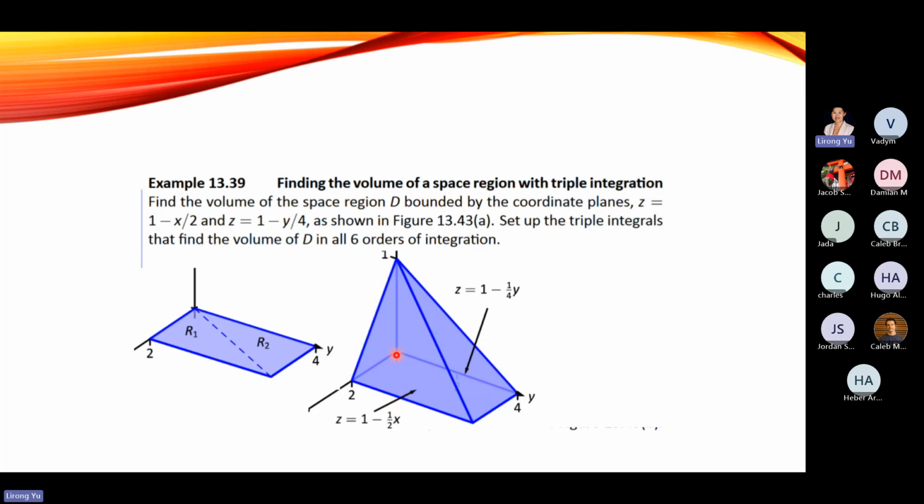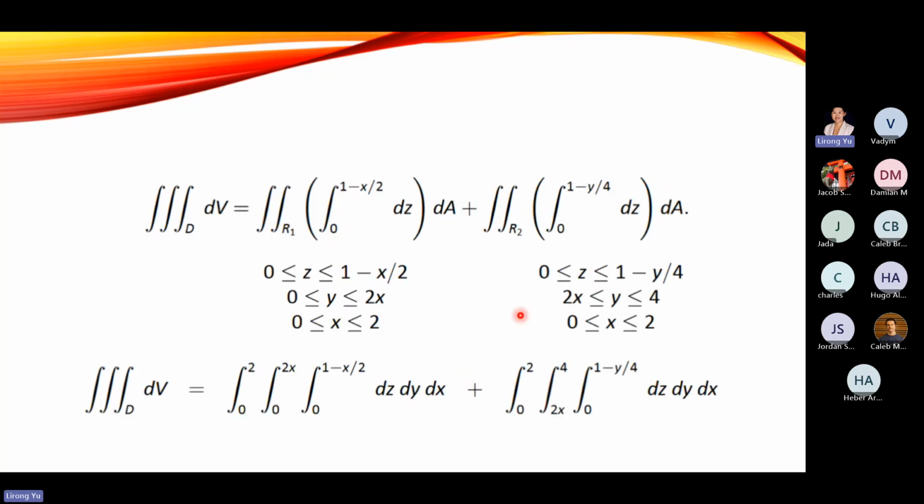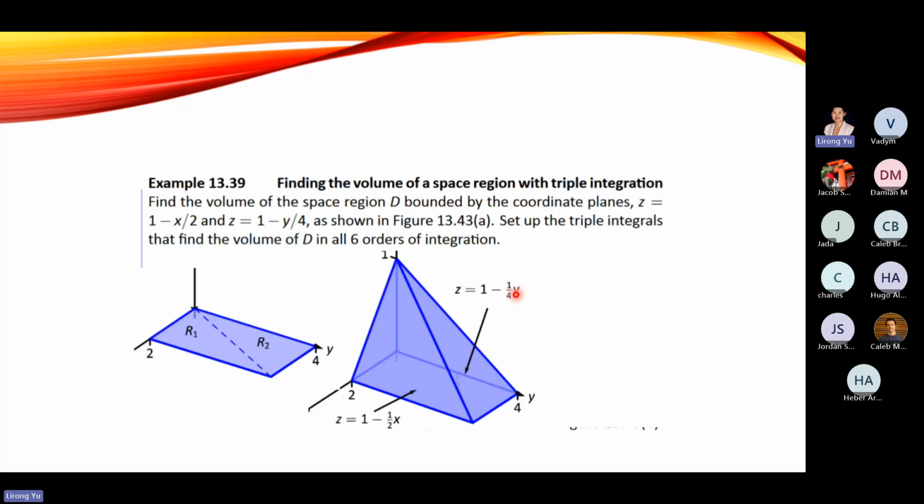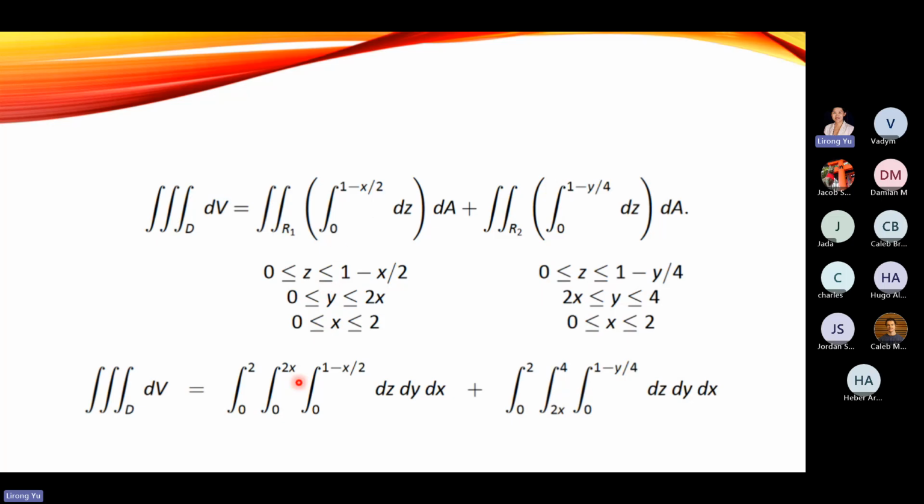So top minus bottom, that's the integration limit for z, the first integration, for R1. If R2 is the base and this is the top, then z equal to 0 is the bottom. So there we have it. This is the second one, this is the first one. This is the z equal to 1 minus x over 2 surface. This is the z equal to 1 minus y over 4 surface. Both of them should have triangular integration regions, but the integration regions are R1 and R2. R1 and R2 are in this image there, right? And that's the integration using the order dz, dy, dx.